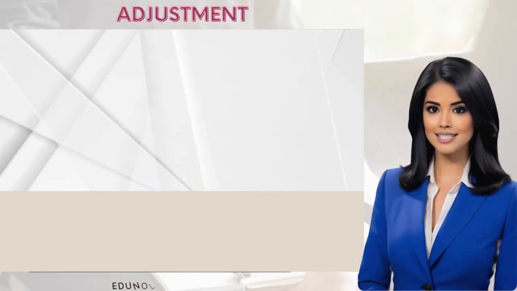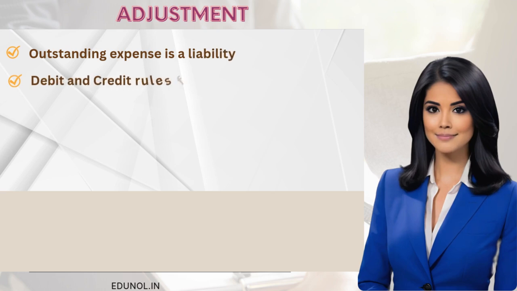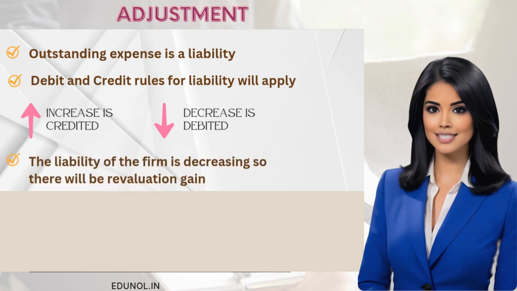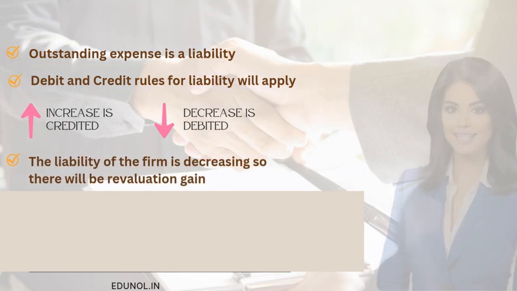Next we come to adjustment for outstanding expenses. Outstanding expense is a liability which is decreasing. Debit and credit rules for liability will apply. Since the liability of the firm is decreasing, so there will be revaluation gain.